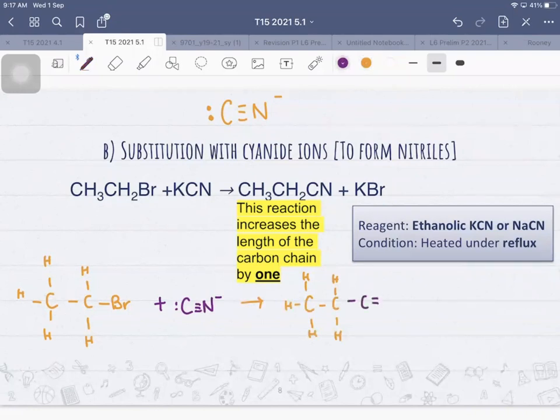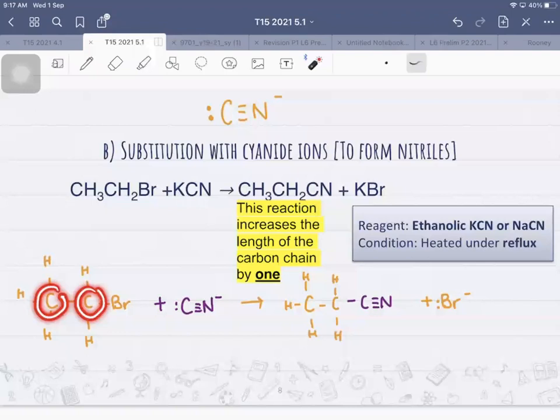And you get this. Your other product would be the bromide ions. And again, the potassium ion will be there. But in this case, I'm just showing you the ionic equation. Now, what I want to point out to you is that initially you started with 2 carbons in your starting material. In your product, you get a molecule with 3 carbons. Okay, so this is an excellent reaction if you want to increase the length of the carbon chain by 1 carbon atom. Okay, only by 1 carbon atom.